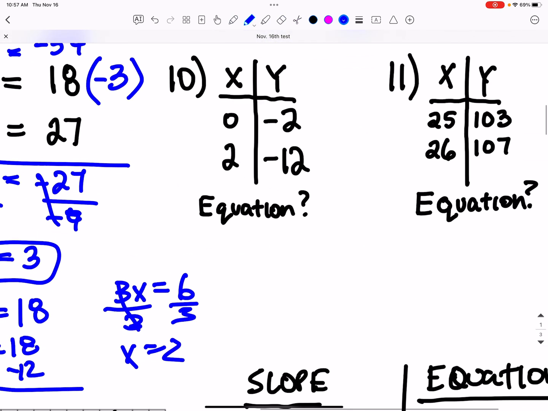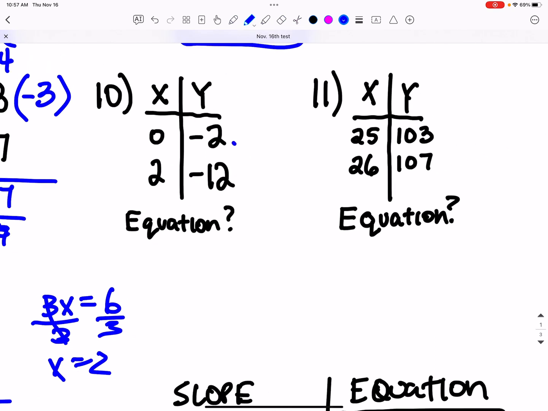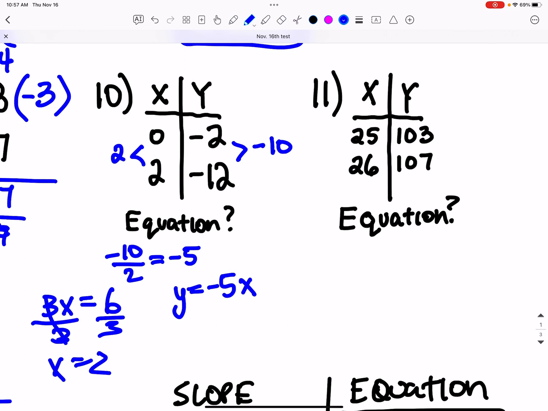All right, let's see, number 10 and number 11. Number 10, this one goes down 10. This one goes up 2. Okay, down 10 over 2 is negative 5. So we start off with y equals negative 5x. And then I was nice. I gave you the begin on blue number, minus 2.